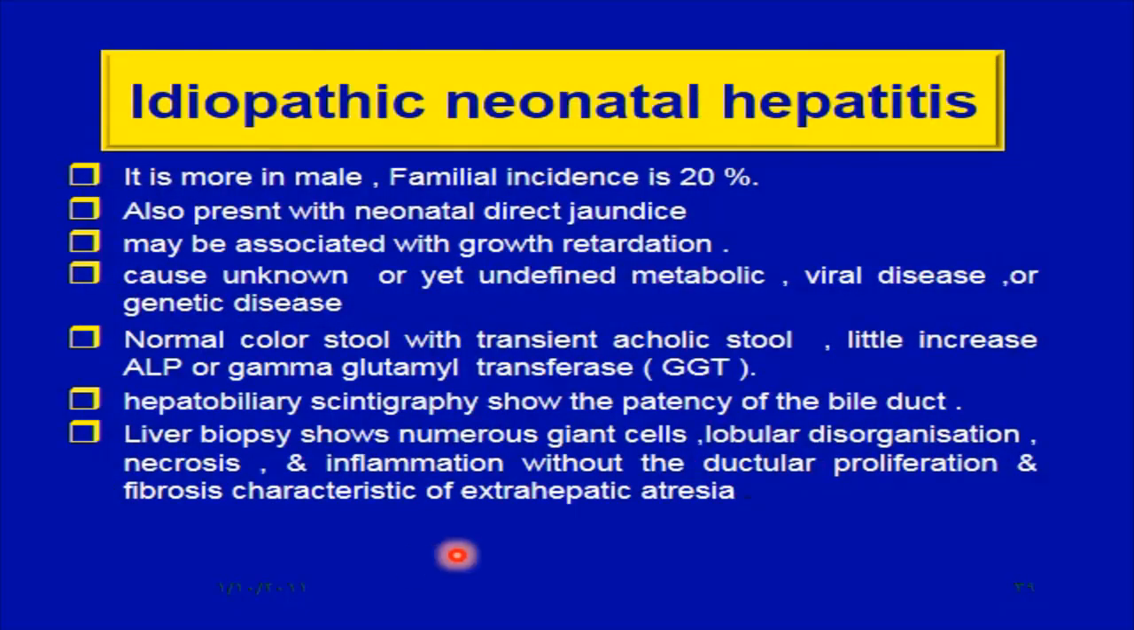Now we talk about idiopathic neonatal hepatitis. It is more in males with familial incidence of about 20%. It also presents with neonatal direct jaundice and may be associated with growth retardation or failure to thrive. The cause is unknown or an as yet unidentified metabolic, viral, or genetic disease, but in general the cause is unknown. Normal color stool with transient acholic stool, little increase in alkaline phosphatase or gamma glutamyl transpeptidase. Hepatobiliary scintigraphy shows patency of the bile duct. Liver biopsy shows numerous giant cells, lobular disorganization and necrosis with inflammation without ductular proliferation.